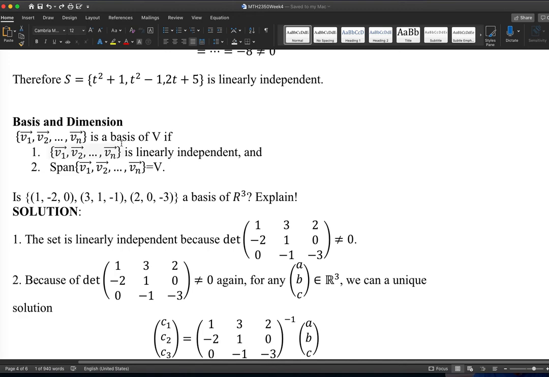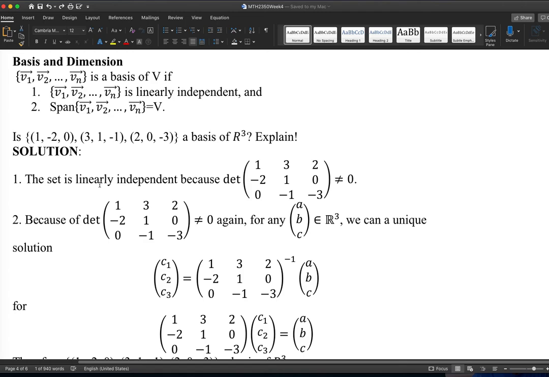So if that is the case, we call this set a basis. And also the other quick thing to explain, the dimension. The dimension is the number of vectors in the set, the number of vectors in the set of bases. So in this case, if we say this is a basis, then the dimension is n.